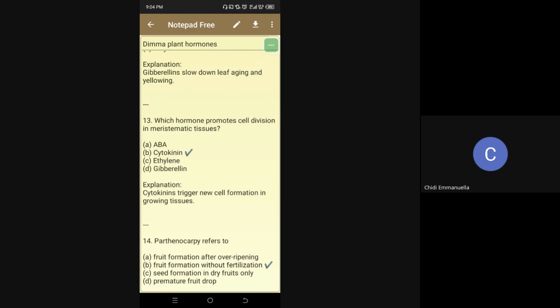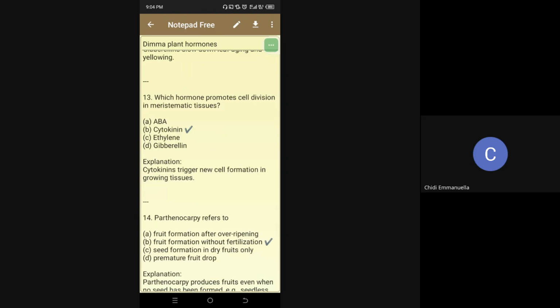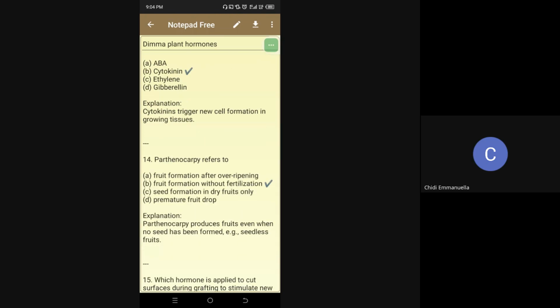So, which hormone promotes cell division in meristematic tissues? And the answer is B, cytokinin. Yes, so cytokinins trigger new cell formation in growing tissues. You get it? Yes, sir.